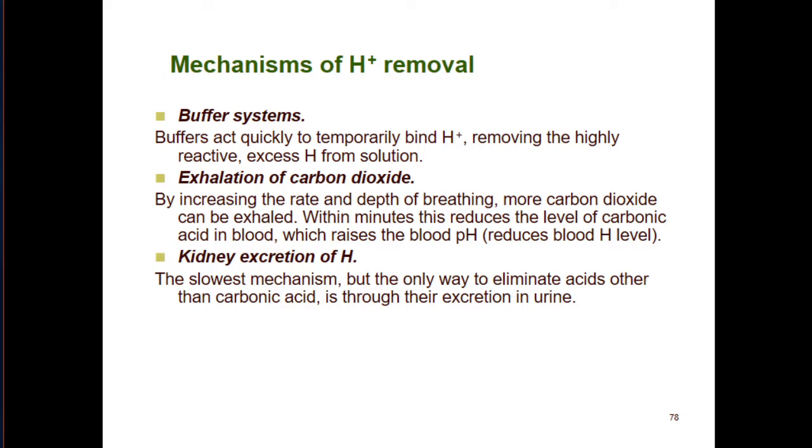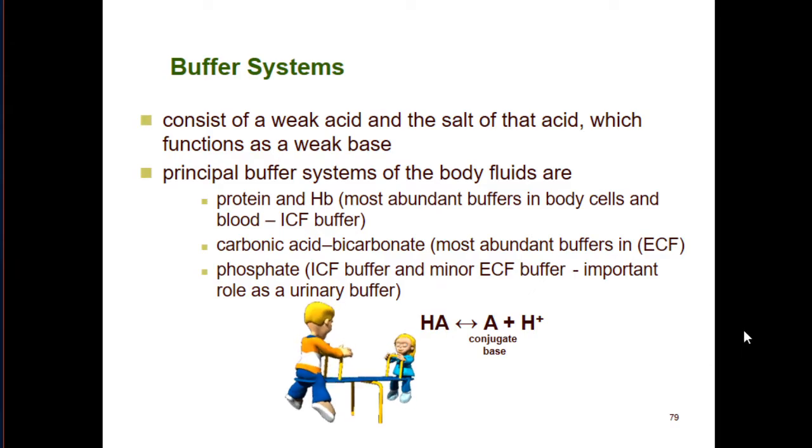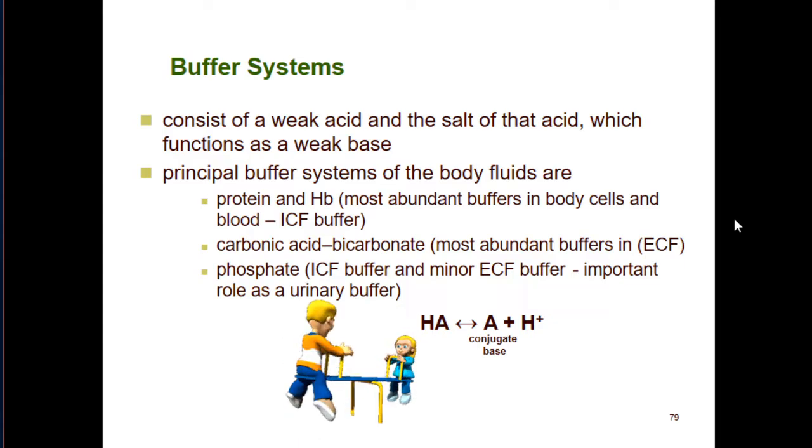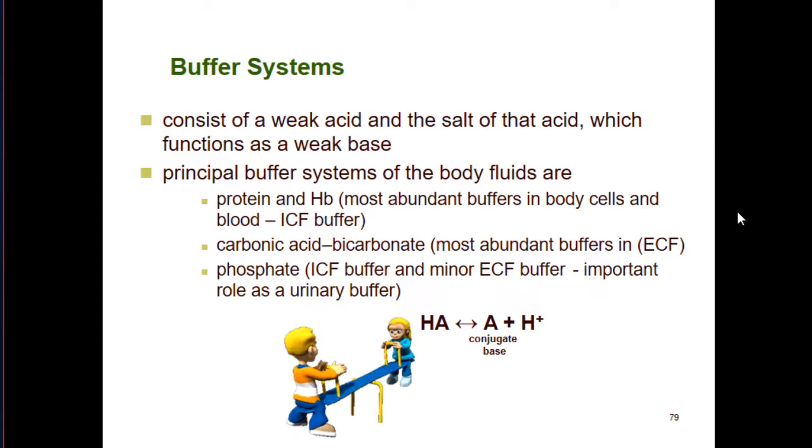Exhalation of carbon dioxide: by increasing the rate and depth of breathing, more carbon dioxide can be exhaled. Within minutes, this will reduce the level of carbonic acid in blood, which raises the blood pH, reducing the blood hydrogen level. And kidney excretion of hydrogen is the slowest mechanism, but the only way to eliminate acids other than carbonic acid, through excretion from the body. So let's refresh the buffer systems. A buffer consists of a weak acid and the salt of that acid, which functions as a weak base.